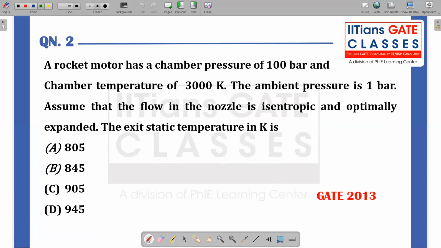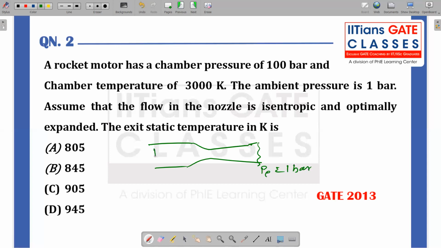The question asks: for a rocket motor which has a chamber pressure of 100 bar and a chamber temperature of 3000 Kelvin, the ambient pressure is 1 bar, and assume that the flow in the nozzle is isentropic and optimally expanded, the exit static temperature in Kelvin is. So they are given a rocket chamber, and from there the nozzle is attached to the chamber and the flow is expanding through the nozzle to the atmosphere at PE equal to 1 bar.